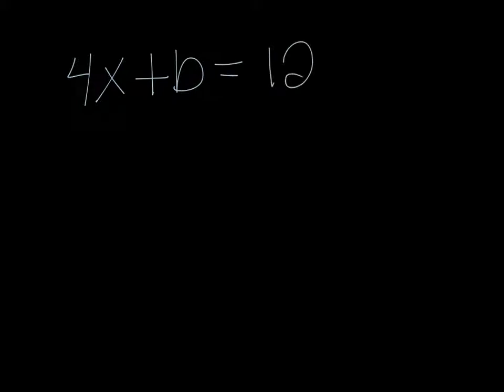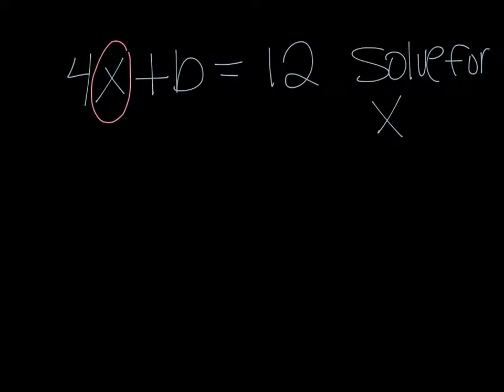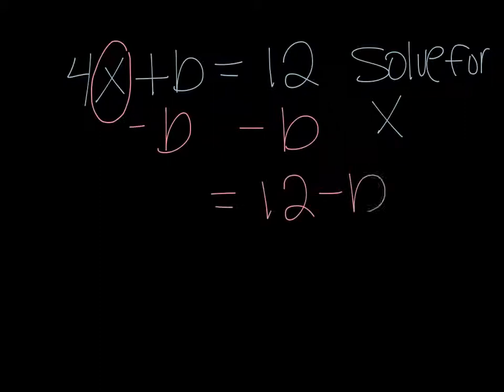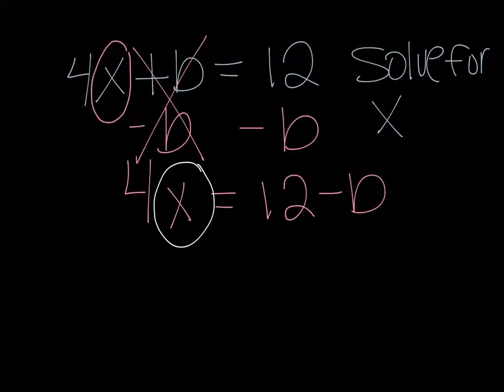Here's an example. 4x plus b equals 12. And we want to solve for x. Okay, so I'm going to circle x, and I want to get rid of everything else. So I'm going to subtract b on the left, and I'm going to subtract b on the right. So now I have 12 minus b on the right. On the left, since the b's are killed off, we have 4x. Now we still want to get x by itself, so how are we going to do that? Well, in order to get rid of that 4, we have to divide by 4.